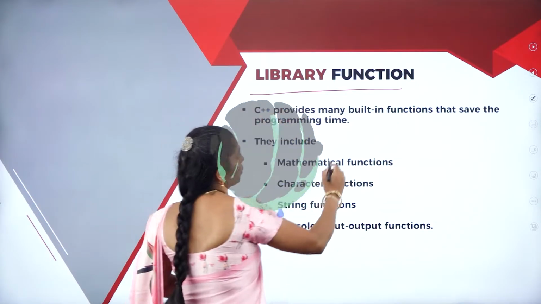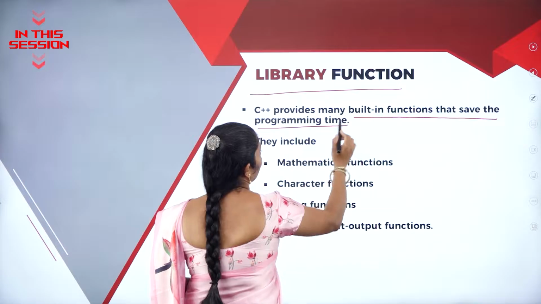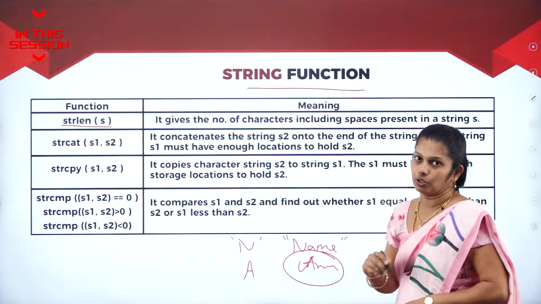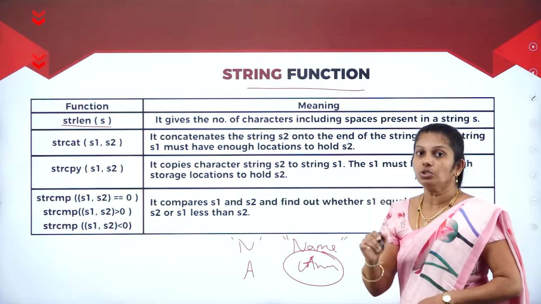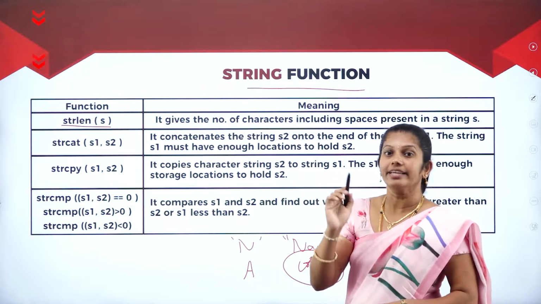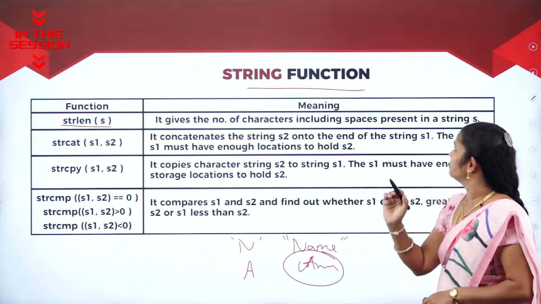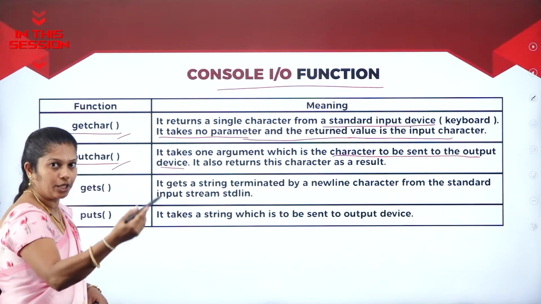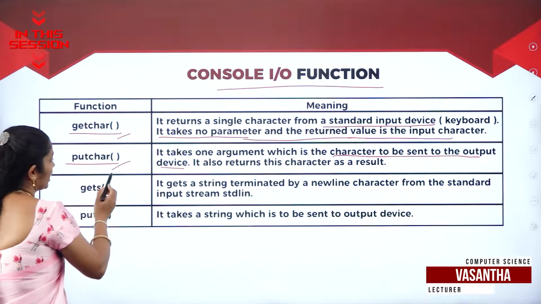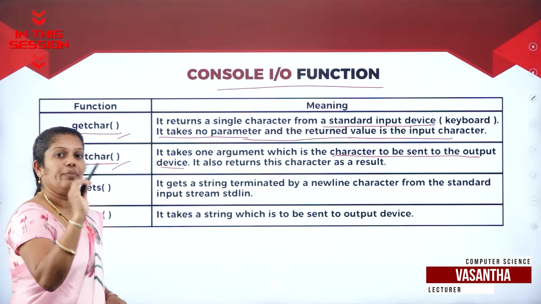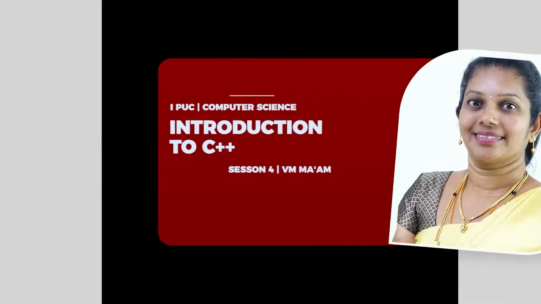C++ provides many built-in functions that save programming time. Especially here we use the string length function. It will count how many characters are there in the given string, giving the number of characters including spaces present in a string. We can input only one character with the help of getchar, whereas putchar helps to print a single character with the help of output devices.